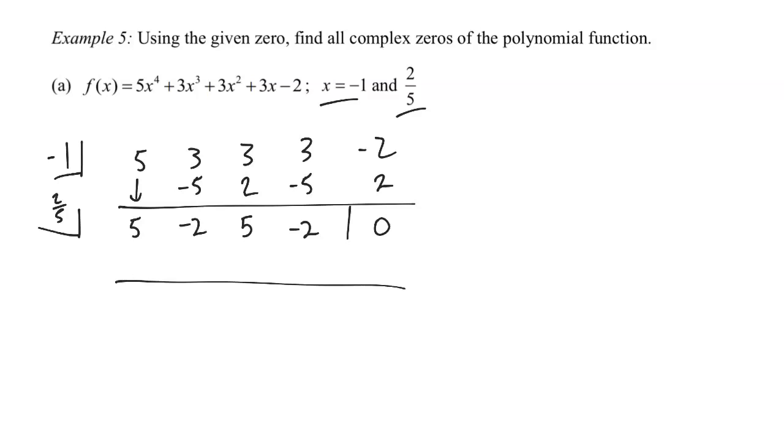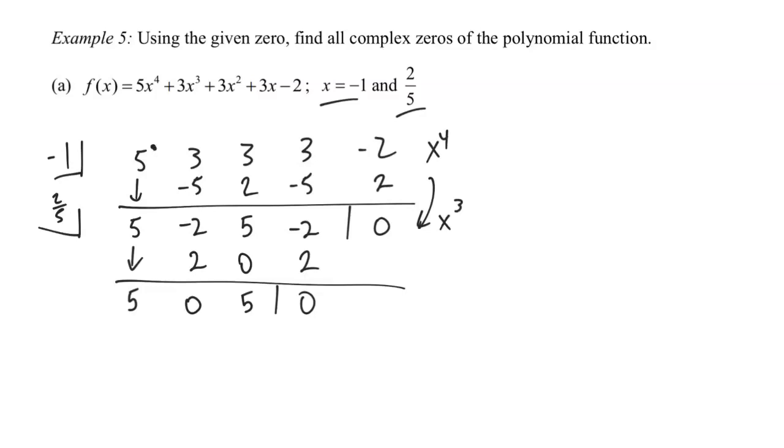And the good news is that this is going to be nice numbers throughout the entire process. So drop down the 5. 5 times 2 divided by 5 is going to give me 2. And then 2 plus -2 is going to give me 0. That's really nice because now 0 times anything is just 0, plus 5 is 5, and now 5 times 2/5 again is 2, and so that again gives me my remainder of 0.